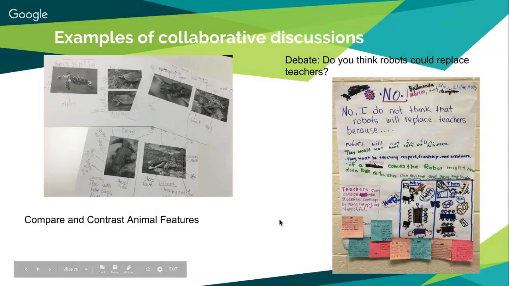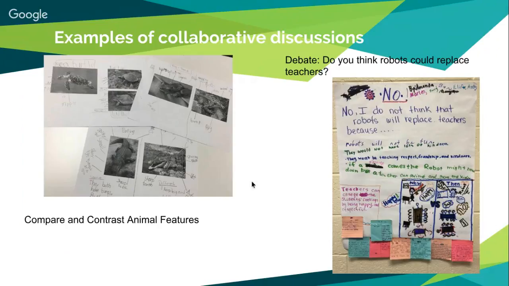This is another example. I tweeted this one. At the end of the year, we were having fun about different topics. We always love to debate. And we were debating if robots could replace teachers. And they created a poster. Now, this was done independently, in a collaborative group, and everybody had a voice. And all I did was walk around, listen to their discussions, make notes on my chart, and always take into account their goals, their speaking goals.